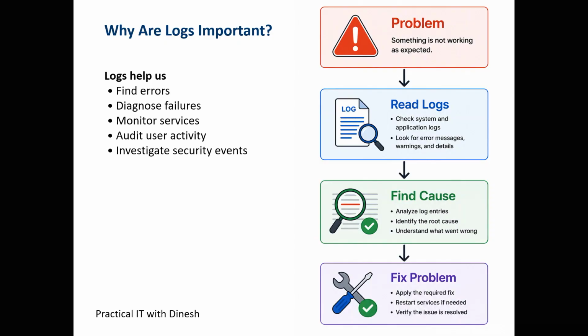The problem: something stops working. The next step is to read logs, that is, check what the system recorded. Next is to find the cause. Look for errors and warning messages. The fourth step is to fix the problem, correct the issue, and verify that it's resolved. Logs help us replace guessing with evidence.